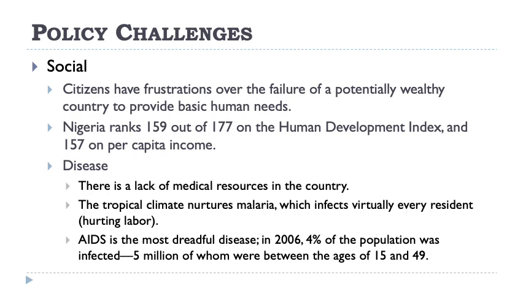But particularly with AIDS, the most dreadful disease. Here in the West, we don't think about it quite as much as we used to, but in Africa, it is still a major, major issue. And in 2006, 4% of the population was infected. You got some of these countries, like Swaziland, for example, where half the population is infected with AIDS. 2.5 million of whom are between the ages of 15 and 49, that 4% of the population. 2.5 million people in Nigeria between the ages of 15 and 49 are HIV positive.